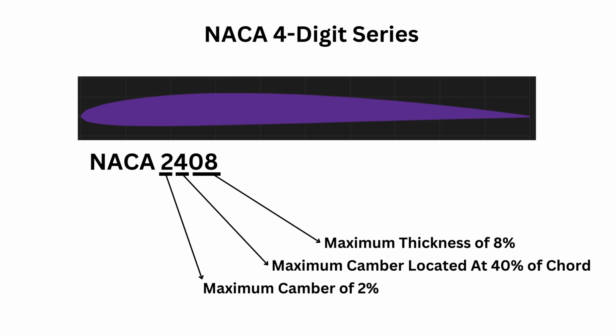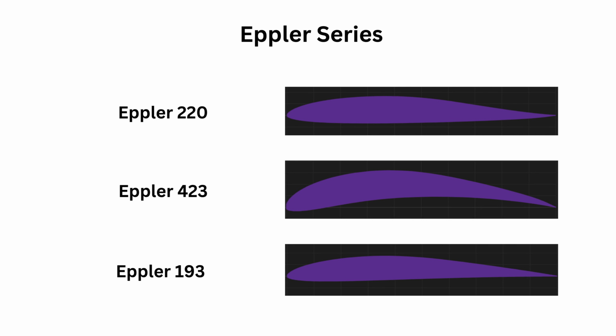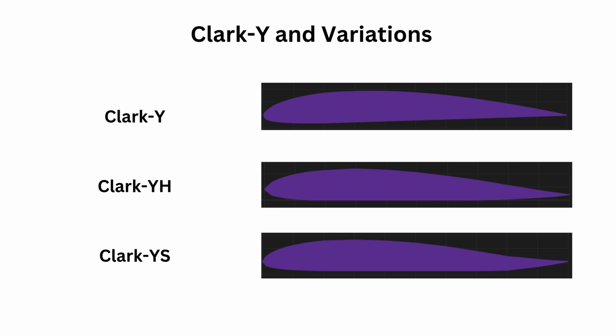The Epler series of airfoils are also popular, known for their performance and versatility over a wide range of flight conditions, and are usually designed to provide high lift. Meanwhile, the Clark Y airfoil is a widely used general-purpose airfoil design characterized by its flat bottom, making it simple to construct, and is known for its good lift-to-drag ratio at lower speeds. Various modified versions of the Clark Y airfoil exist, tweaking its performance for specific uses, such as the Clark YH with increased performance and the Clark YS, which is optimized for lower Reynolds number operation.